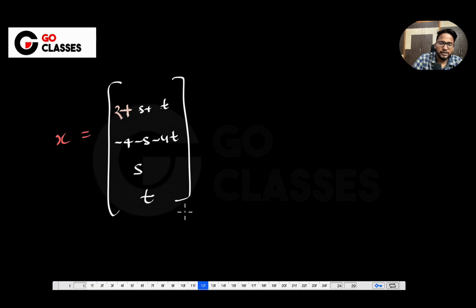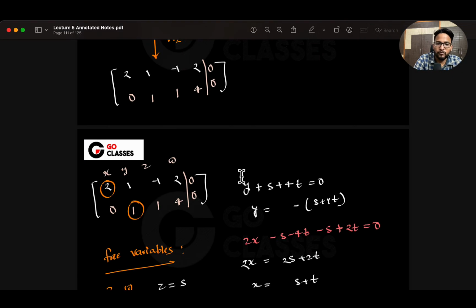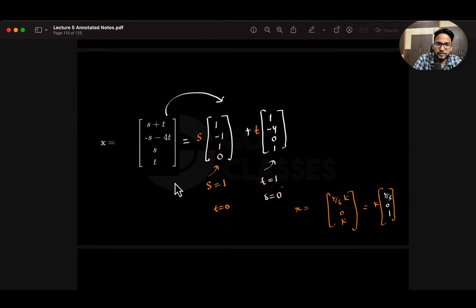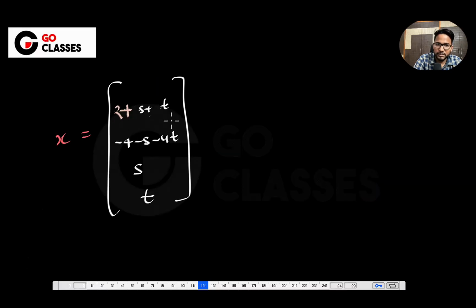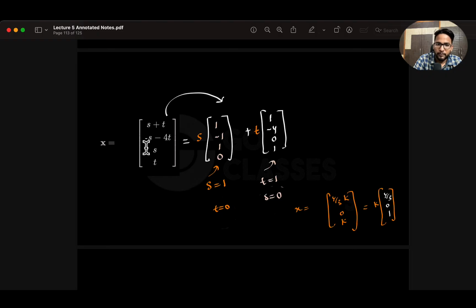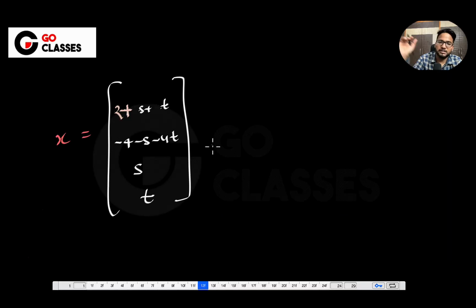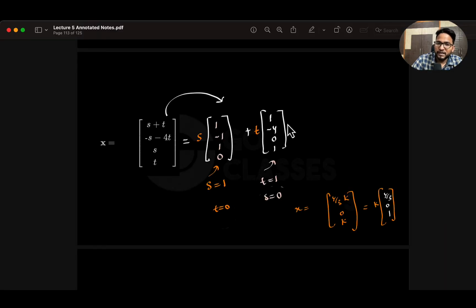Earlier we got a different x, but that's fine. Earlier means when we solved for this. I think this was the x we got: s plus t, it was there, but it is something else here. Now it is minus s minus 4t, it was there, but it is something else here. Good, not an issue.